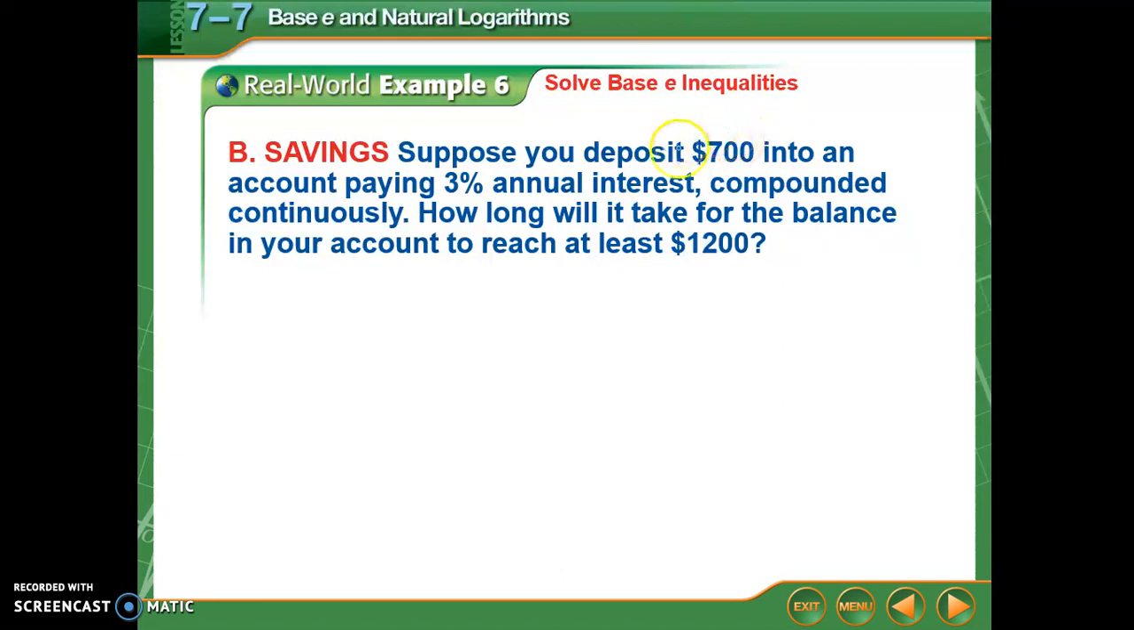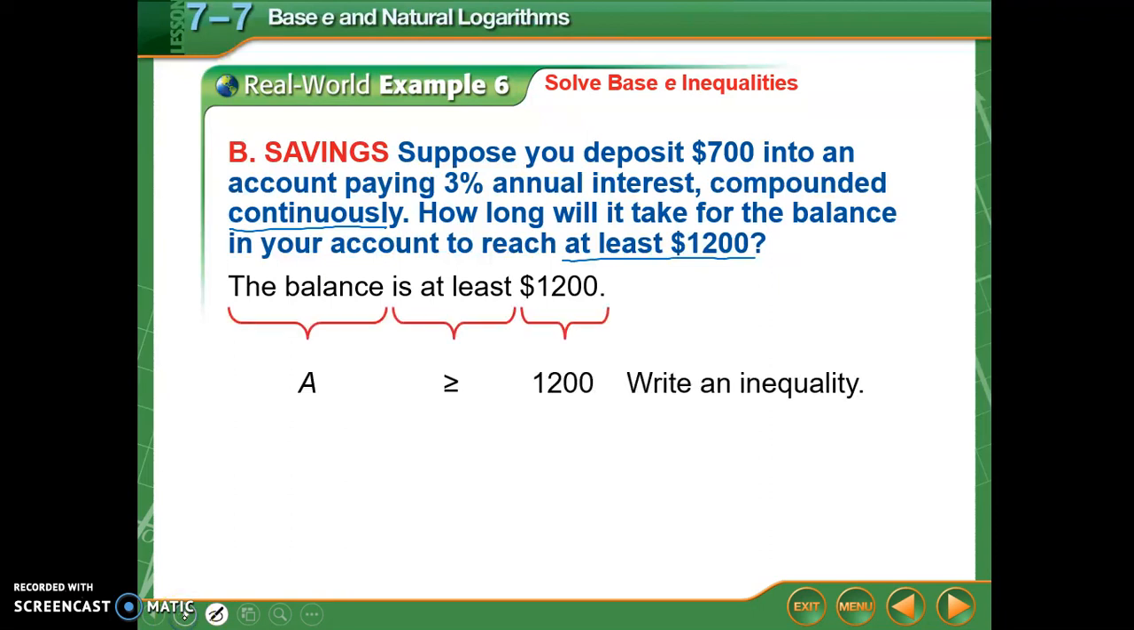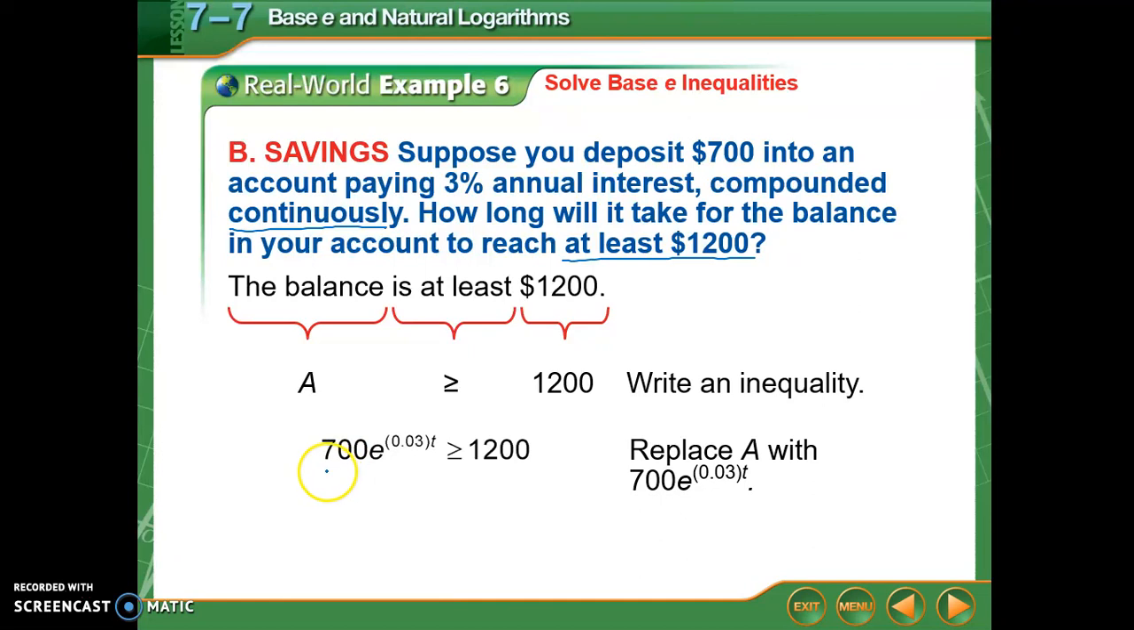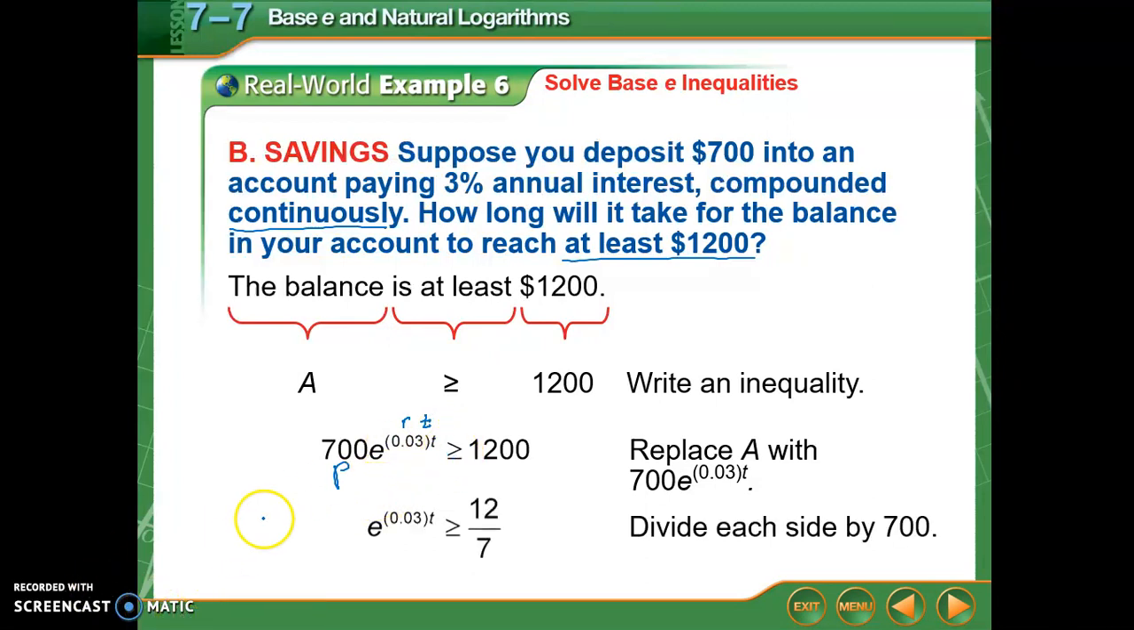Here's the same idea. I'm depositing $700. I still have 3% interest. I'm still compounding continuously. How long will it take for the balance to be at least $1,200? So that means I want my balance to be greater than or equal to $1,200. So A, my amount, which I represent with P times e to the rt, needs to be greater than or equal to $1,200. So I'm going to divide both sides by 700.